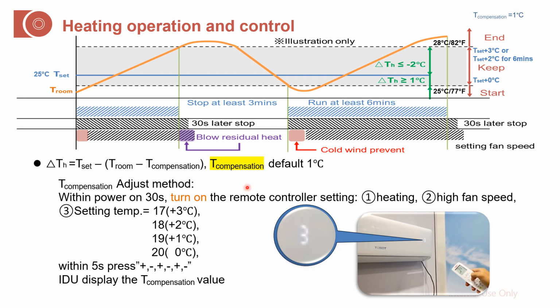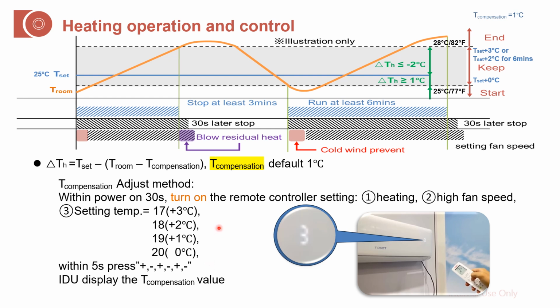We also allow the service person to adjust this T compensation according to the local condition, and the method is just like this: within 30 seconds of powering on the whole unit, the remote controller should be in heating mode with high fan speed. According to the set point, if you would like to change it to, let's say, +2, then set it to 18 degrees. Then within 5 seconds, press plus, minus, plus, minus, plus, minus, and then you can change this T compensation.